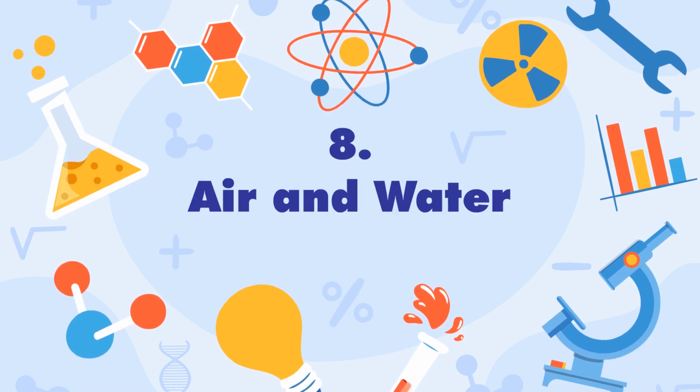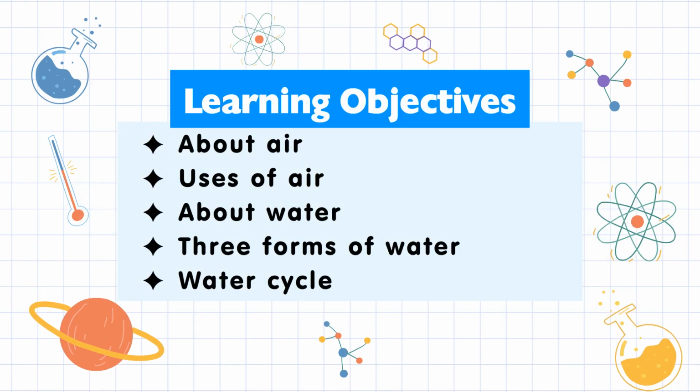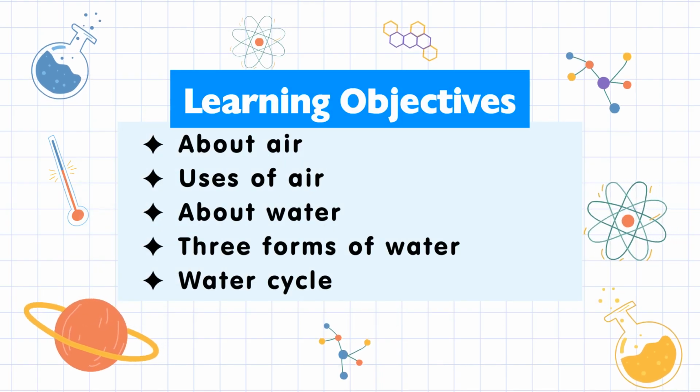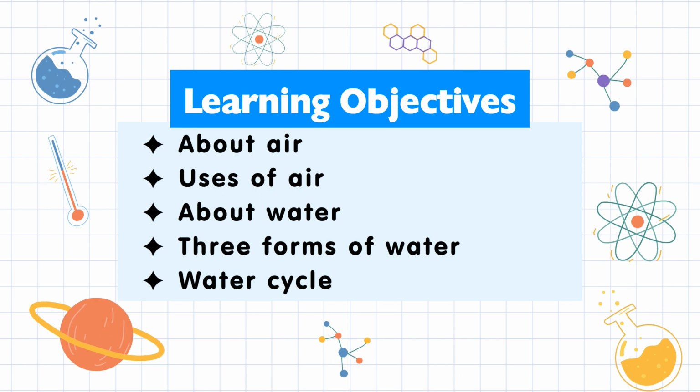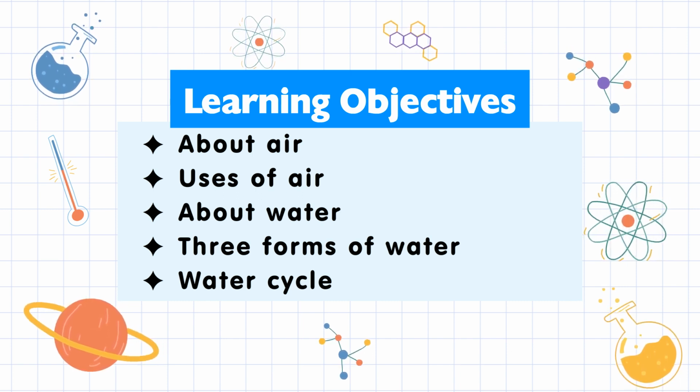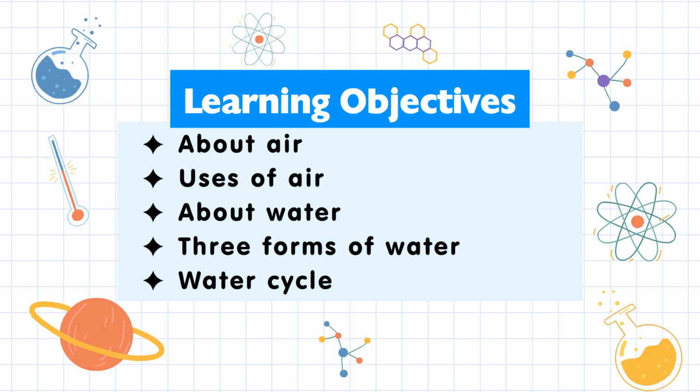Chapter 8: Air and Water. Learning objectives: about air, uses of air, about water, three forms of water, water cycle.